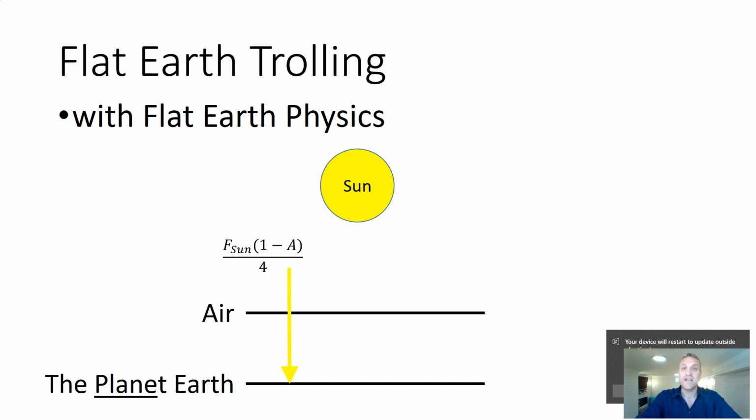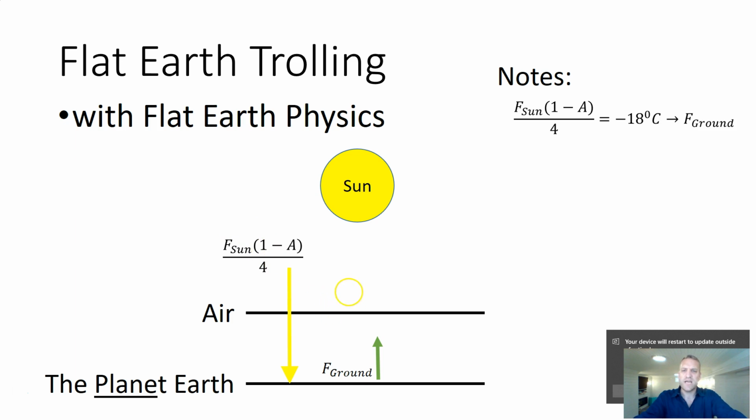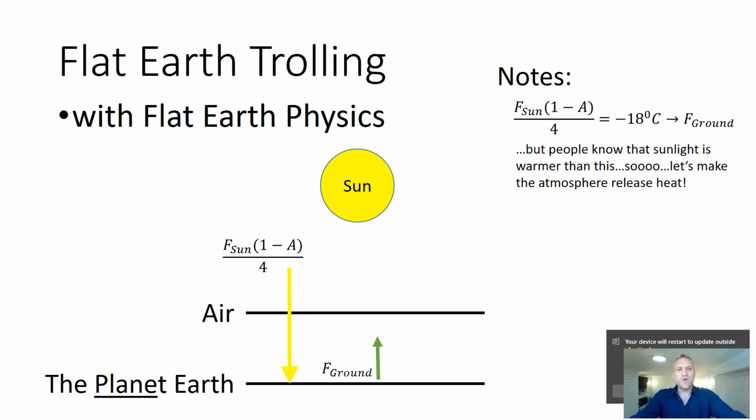So we've got to make this flat Earth troll diagram more convincing. So what else can we add? Let's see. Let's just work this out a little bit. With this flat Earth physics that we've forced to satisfy flat Earth theory, it comes out that sunlight is only minus 18 degrees Celsius. Well, people know that sunlight is warmer than this. People know that sunlight is warmer than minus 18 degrees Celsius.